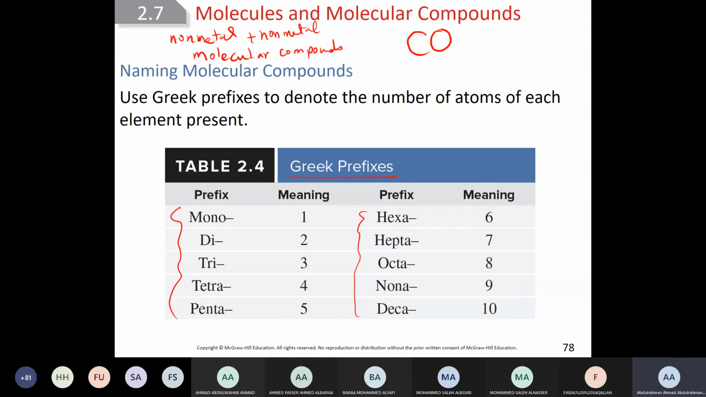Like if I have carbon with oxygen, I just say monocarbon monoxide. And usually, if it's mono, we don't pronounce it for the first element. So we should say here carbon monoxide. But if I have CO2, then what's the name of this compound? Carbon dioxide. The same name for the first one, carbon, and this one? Dioxide. Name this compound.